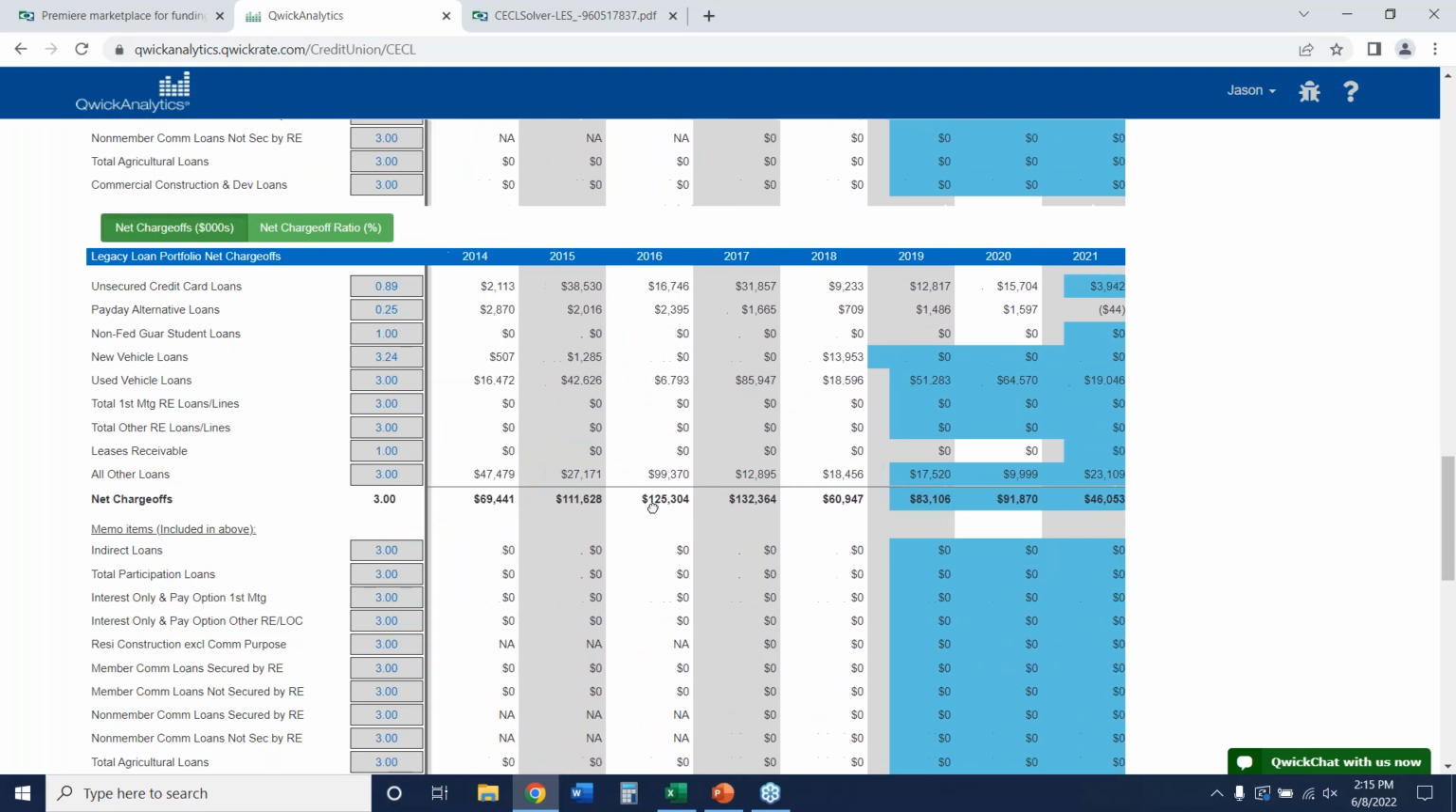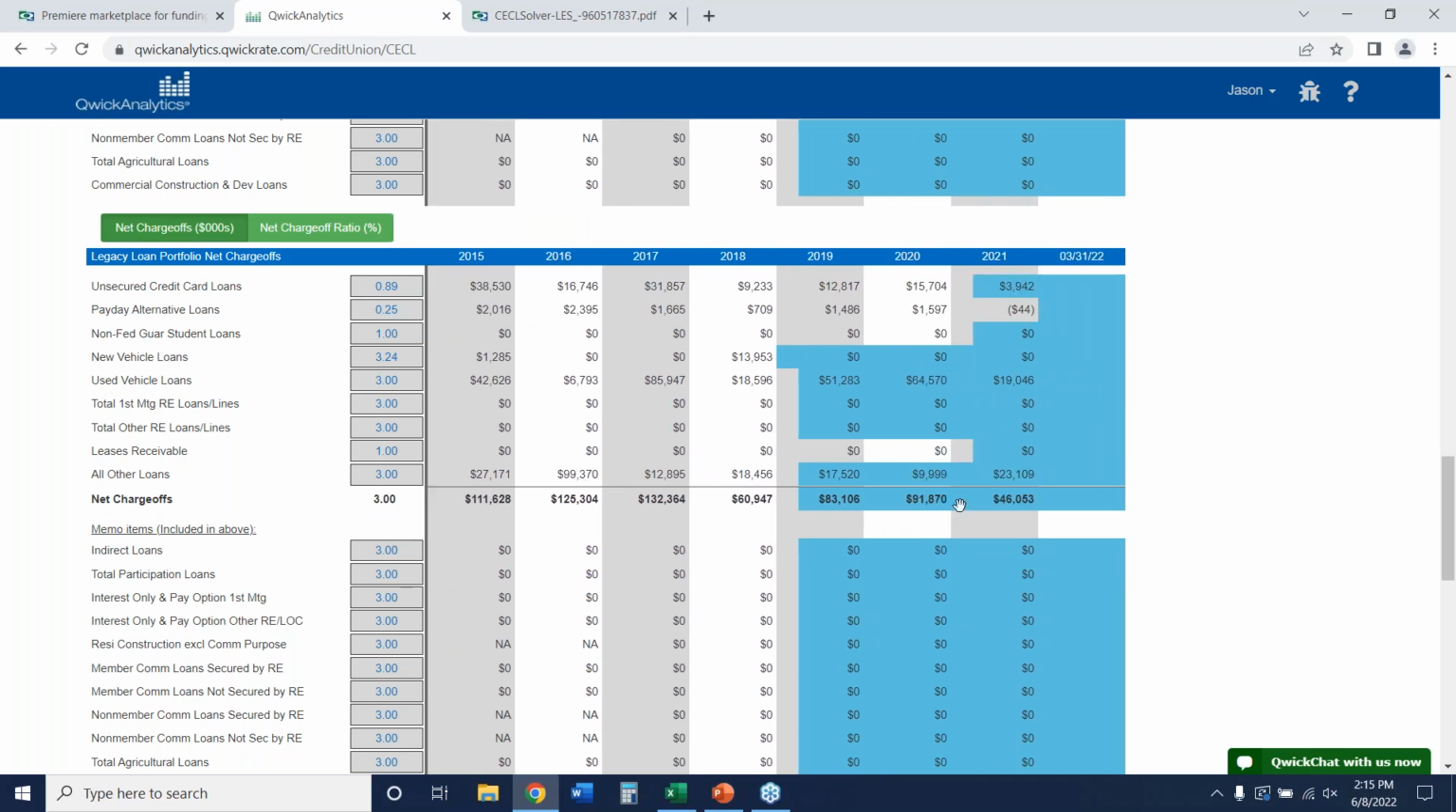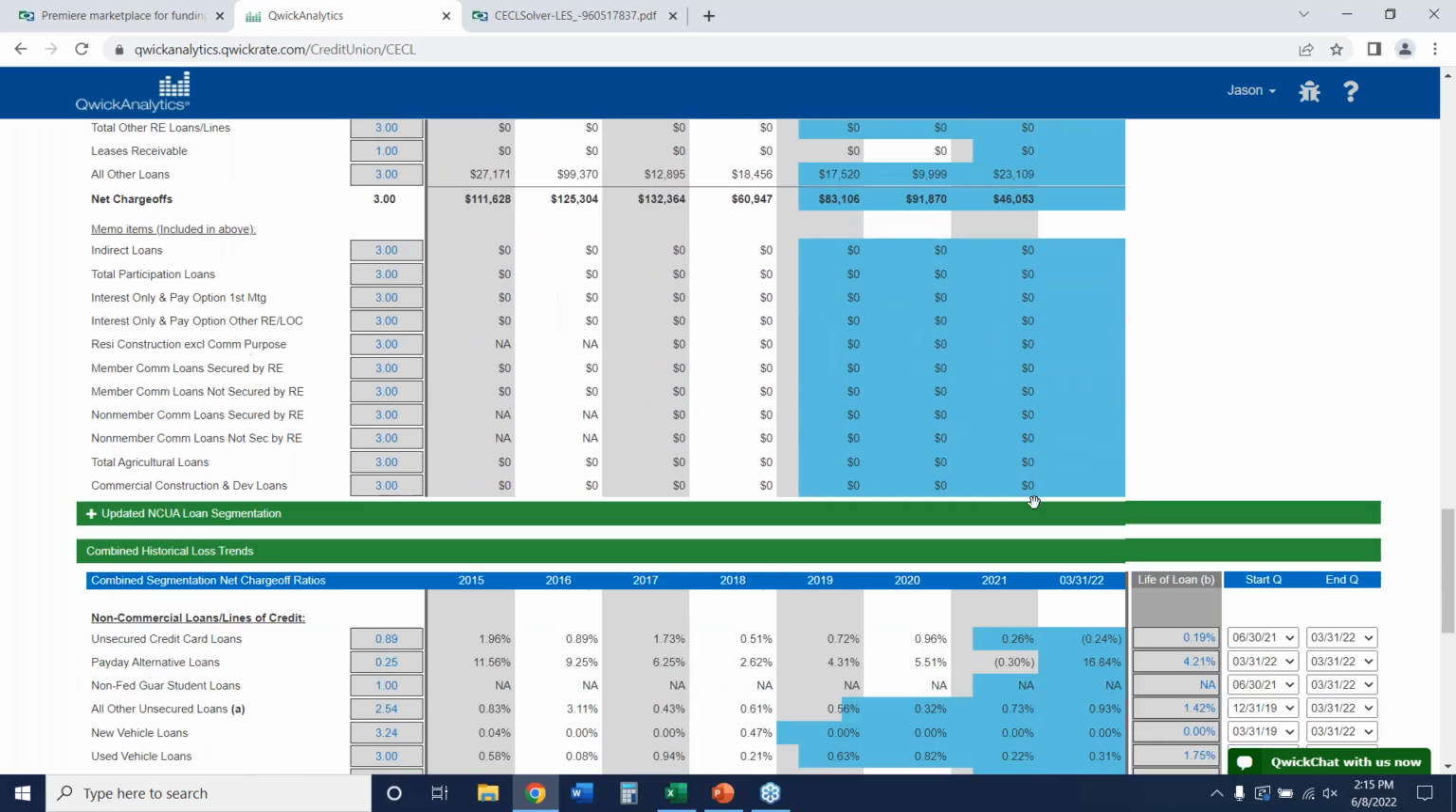Here are this credit union's loss rates over time, going back pretty far. So we can see the ebb and flow of things happening. Pretty consistent here, 100,000, and then things really quieted down. Last year, very quiet, 46,000 in net charge-offs.